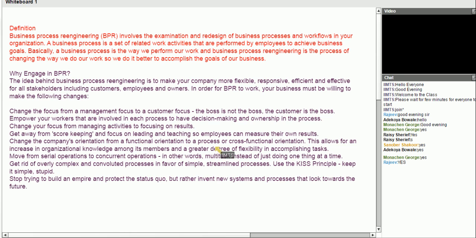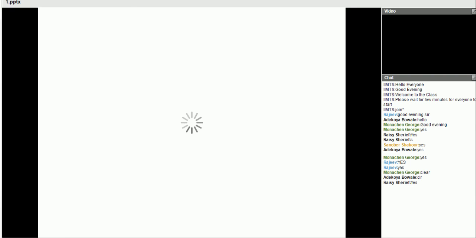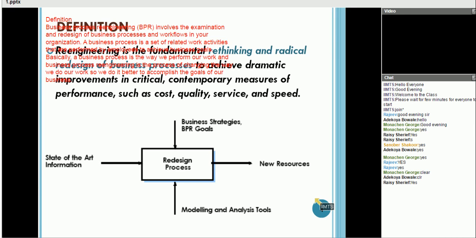Clear, everyone? If anyone has any doubts, you can ask me. So this is the definition, and this is why we engage in business process re-engineering. If anyone has any questions, you can ask. Otherwise, I will proceed. Okay, Rajiv says clear. Bowell says clear. Okay, so the sense of the class is that it's clear to everyone, so I'm proceeding. So this was the definition that I was discussing.